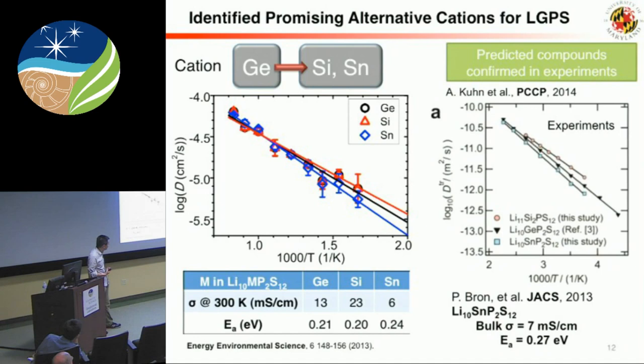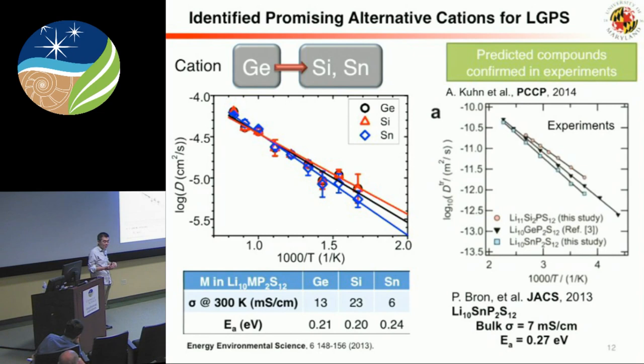So then the question is whether people can really make it in experiments, in a real physical lab. These predictions were confirmed by multiple research groups around the world after the computation. So this is a paper by Kuhn from the Max Planck Institute. They synthesized the original LGPS and also the silicon and tin substituted versions, and you can see they show very similar results to what we got in the ab initio MD simulation. And this is another German group. They did the tin substituted version.